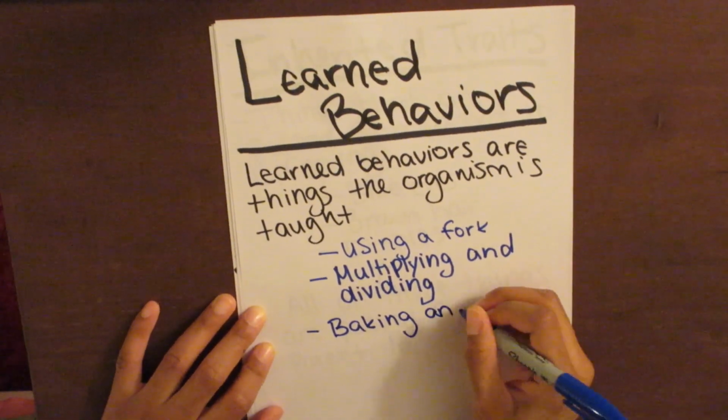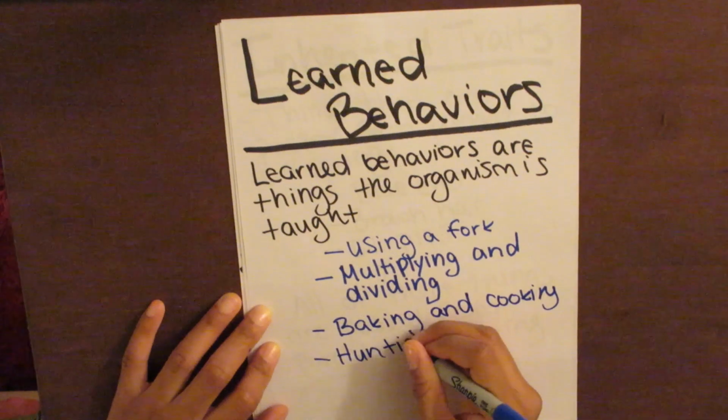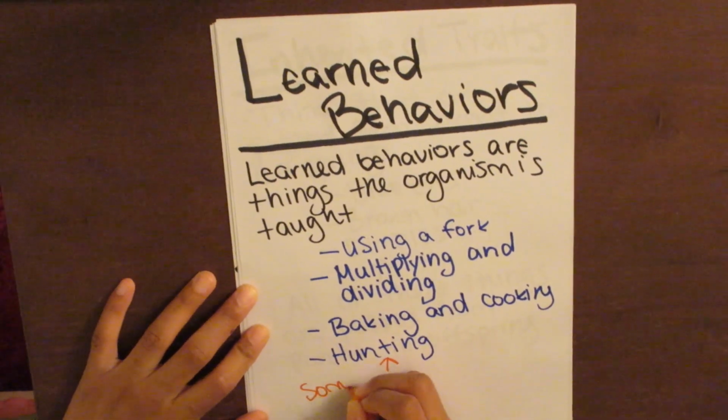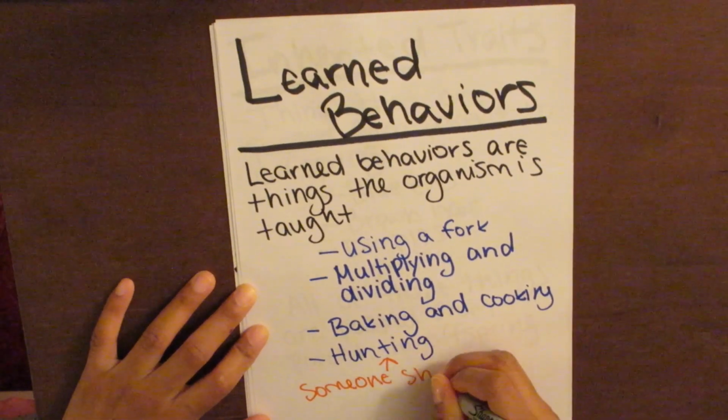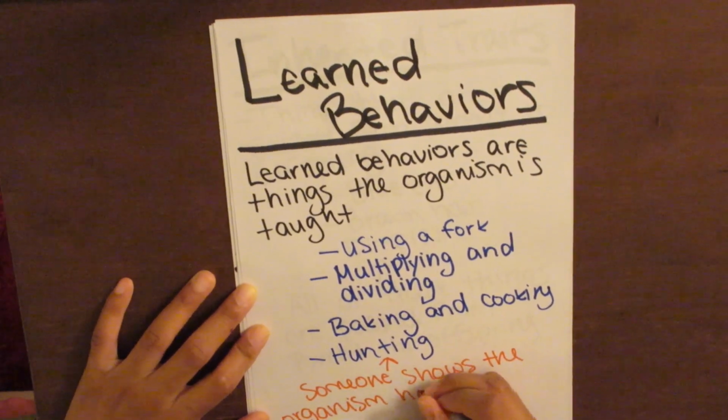If you think about baby lions and baby tigers, they have to learn how to hunt. Their parents have to teach them how to hunt. They're not born knowing how to hunt for their food. So that's a learned behavior that they have to figure out. Learned behaviors just mean someone shows the organism how to do these things. You have to be shown how to do these things.